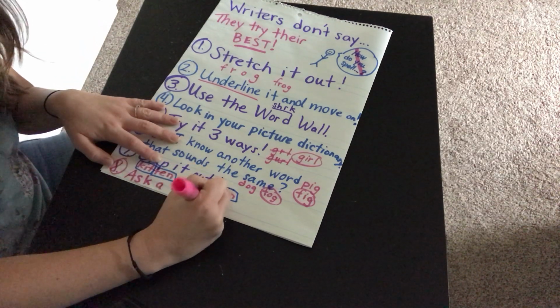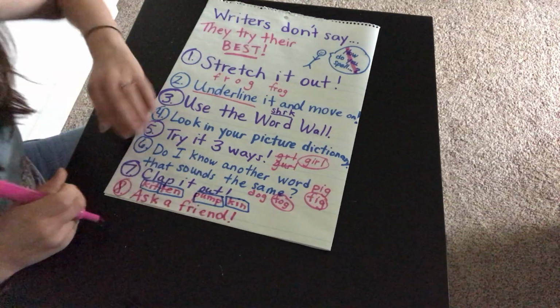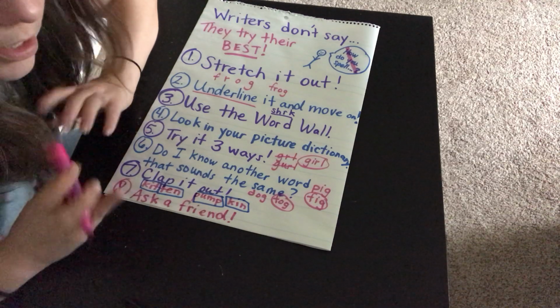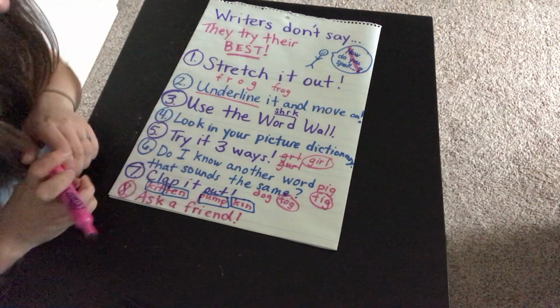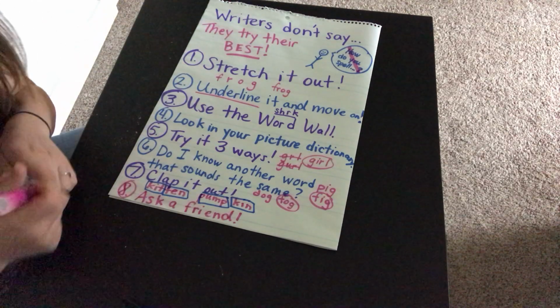You can say, hey, I'm trying to spell pumpkin, and I don't know how to spell it. Do you know how to spell pumpkin? And your friend could either say, yeah, let me show you how to spell that, or no, I don't know how to spell it. So you can ask a friend after you have tried all of these different ways to spell the word and you're still not sure.